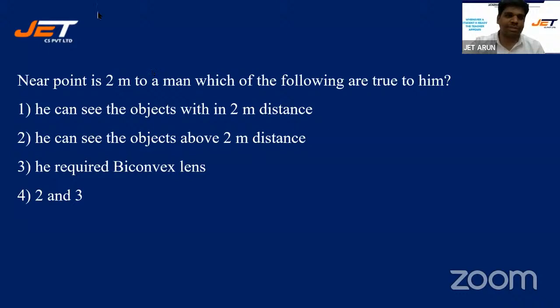Look at this question, students. Near point is 2 meters to a man. Which of the following are true to him? So near point ante enti? Near point is 2 meters. He can see objects within 2 meters distance. He can see objects above 2 meters distance. He requires biconvex lens, or 2 and 3. Interesting question, students.